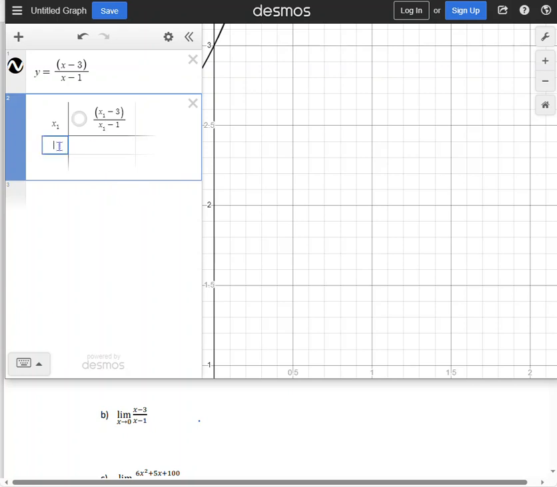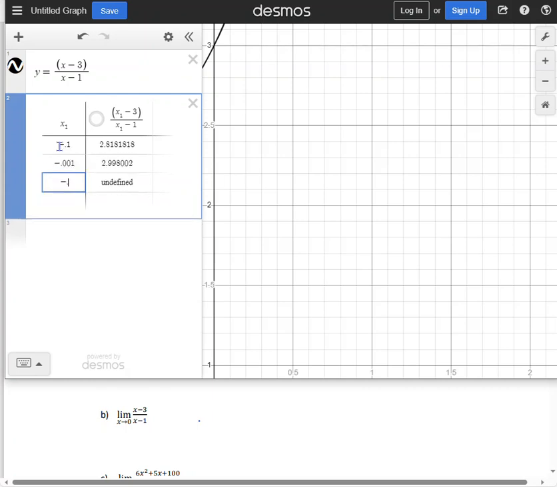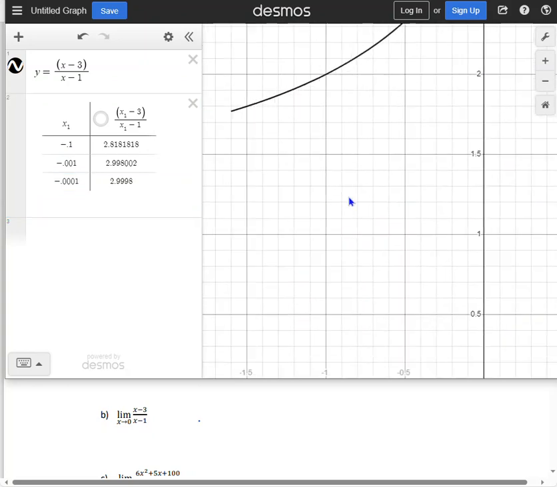I want to get close to 0, so we'll do some negative numbers. Maybe I'll put a negative in front of that. Negative 0.1, right? Maybe a negative 0.001. Negative point, let's put 3 zeros in. All right, we're getting close to 3 as we go to 0 from the left. Where's my graph here?